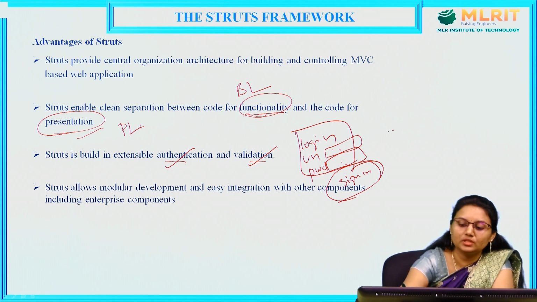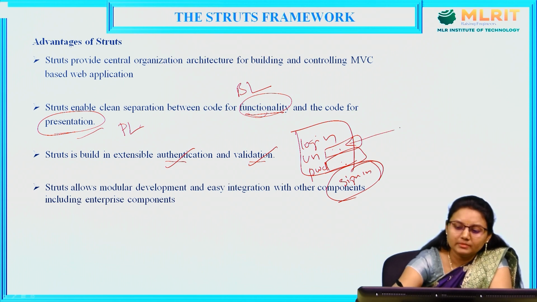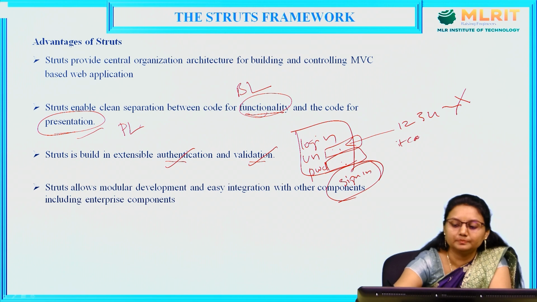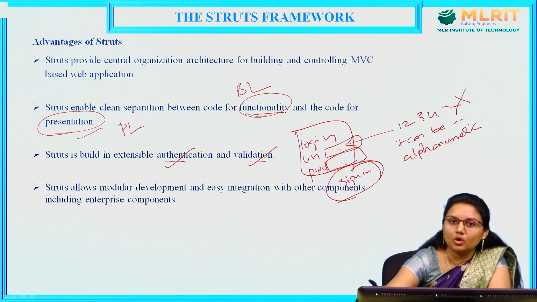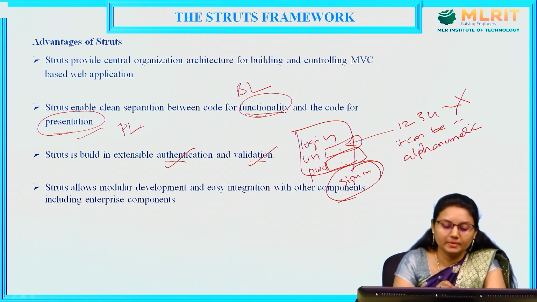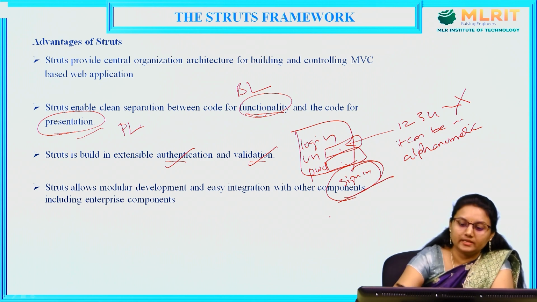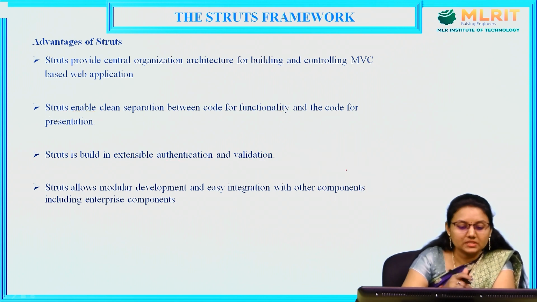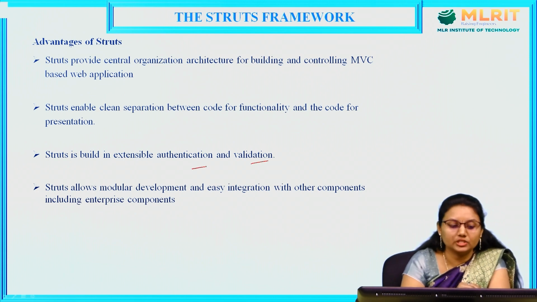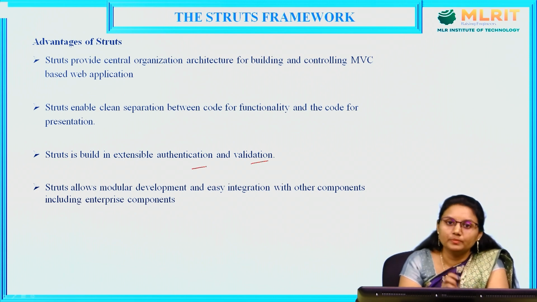Validation means whatever username you are giving, the username cannot be all numbers. If you are giving all numbers, it will give you a warning that it cannot be numbers, or it should be alphanumeric. And what special characters are allowed will be specified. So when you click on sign in, the username and password you are giving will get signed in. So that is nothing but validation and authentication. STRUTS builds in these two also.